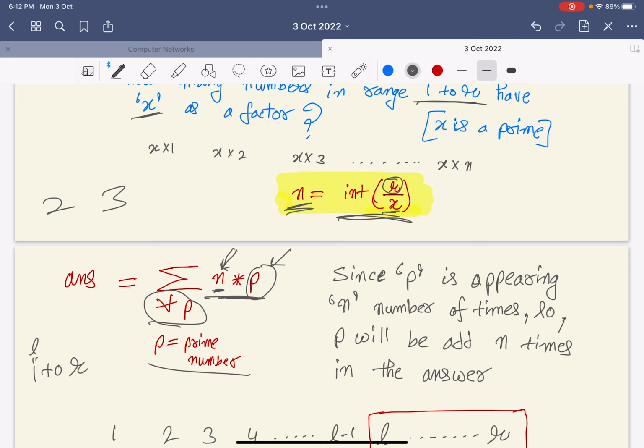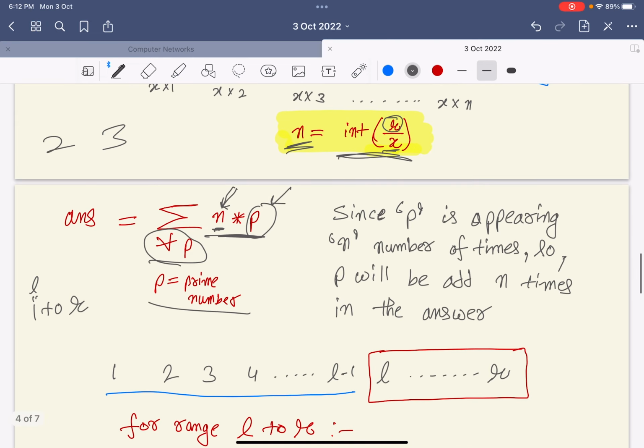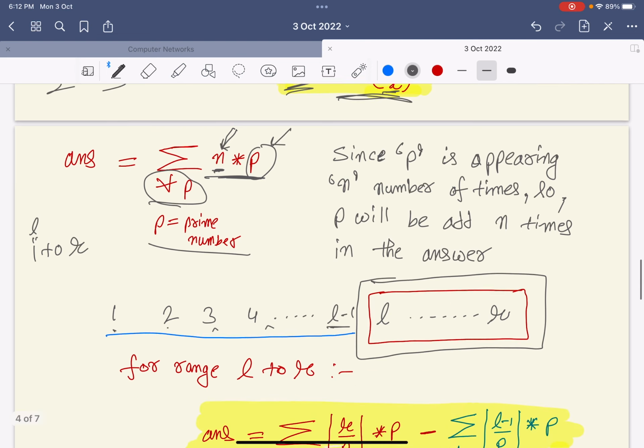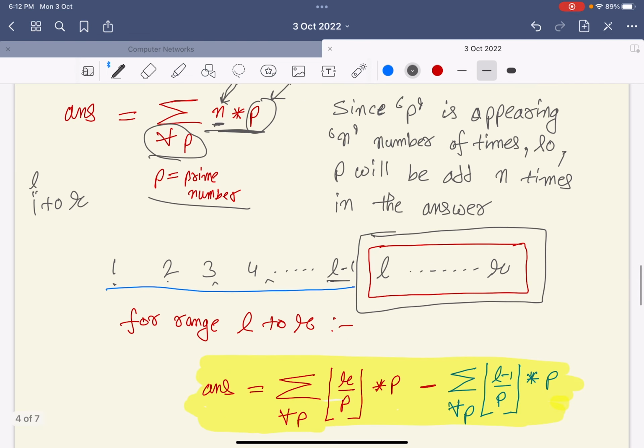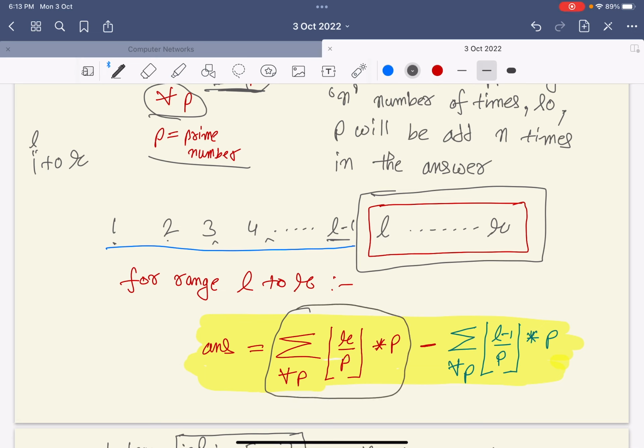But what if L is not 1? L is some value greater than 1. So here it is 1, 2, 3, 4, and clearly L is greater than 1. Our given range is L to R. We need to find the occurrences of all prime numbers in the range L to R instead of from 1 to R. So what I do, I know how to find the occurrence in 1 to R and 1 to L minus 1. So first of all, I find my required sum in the range 1 to R.